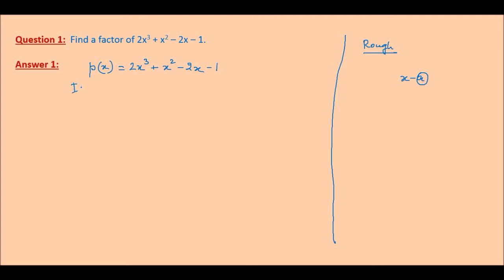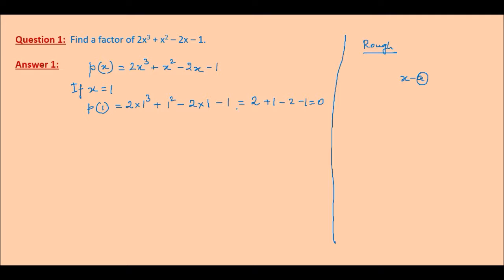So if x is equal to 1, we start with 1. So what is the value of p of 1? We put 1 wherever we have x. So 2 times 1 cubed plus 1 squared minus 2 times 1 minus 1. And 2 times 1 cubed is 2 plus 1 squared is 1. Minus 2 times 1 is minus 2 and minus 1, which is equal to 0.